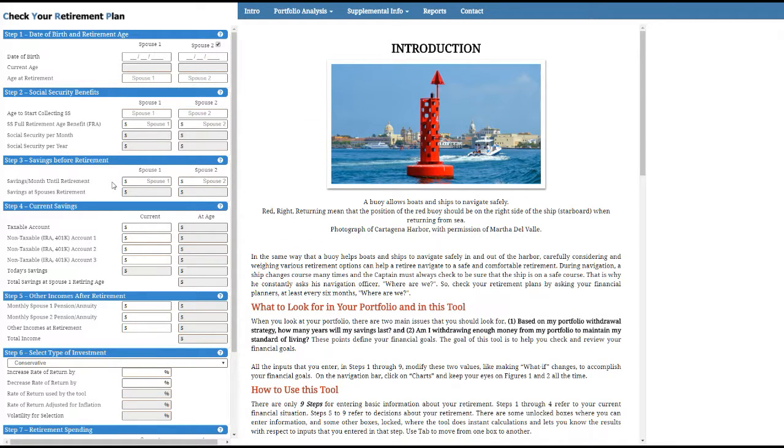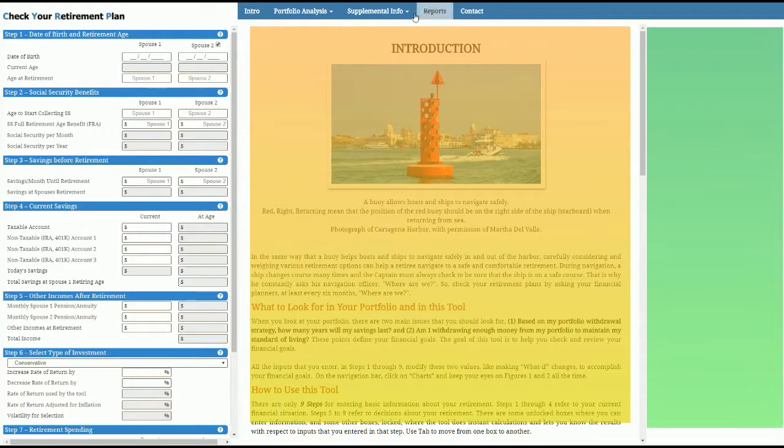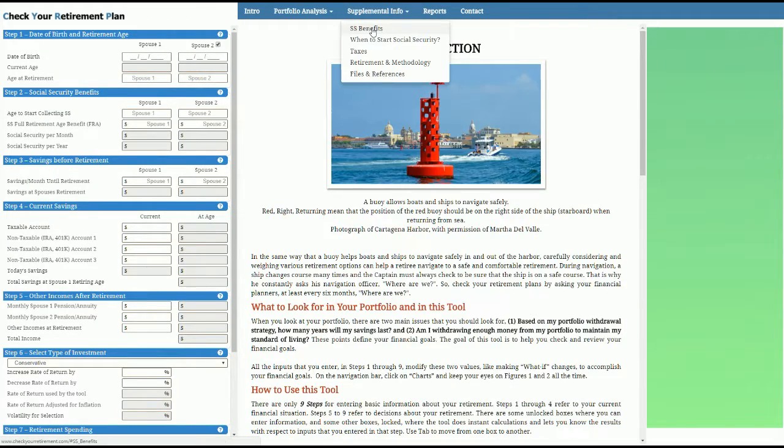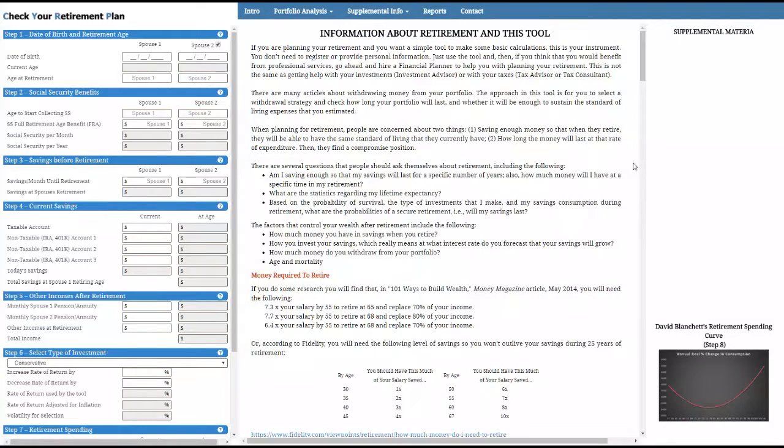This tool has 3 independent sections or frames: left, center, and right. The left frame is shown at all times and will not change, but the center and right frames change depending on the selections you make on the navigation bar at the top.